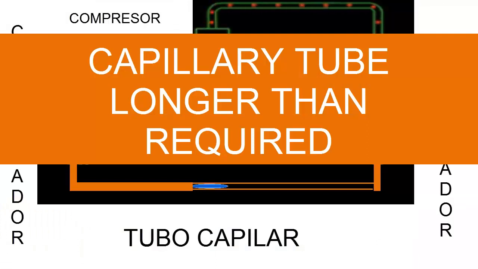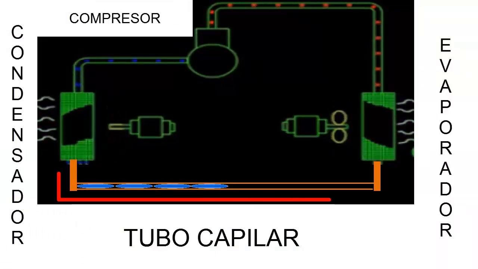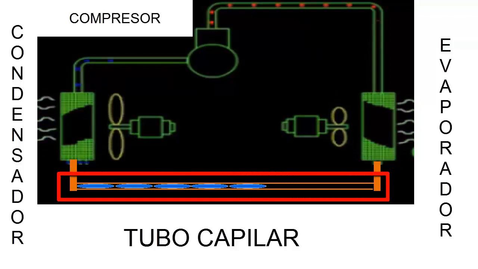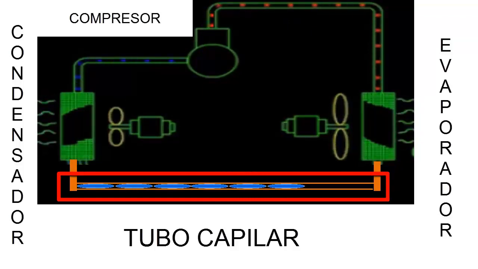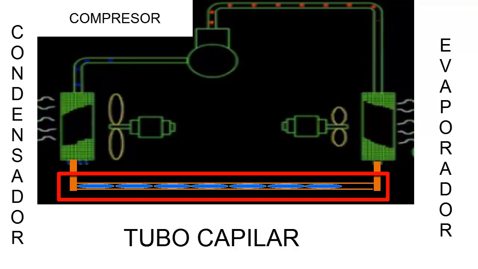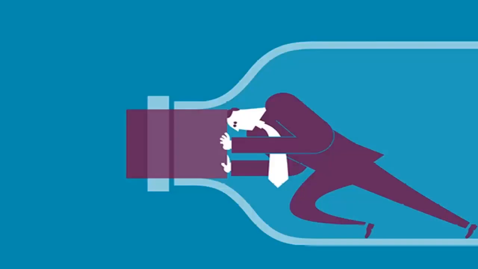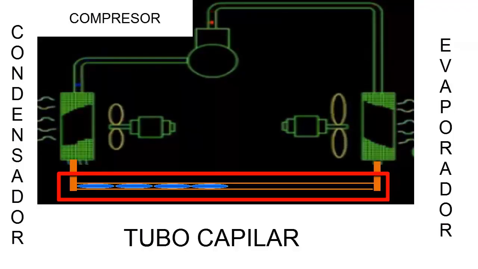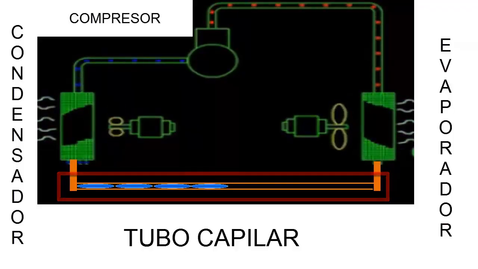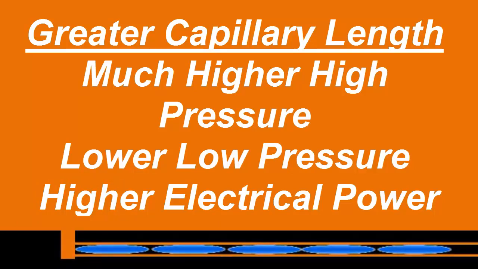When we place a longer capillary tube than the system should have, we will have greater control of the basic refrigerant flow. That is, we are going to have a lot of restriction to the passage of the refrigerant. The longer the capillary tube, the greater control over the flow we are going to have. Therefore, with greater restriction in the capillary, we are going to have more refrigerant on the side of the condenser. If we have more refrigerant on the side of the condenser, then we are going to affect especially high pressure.